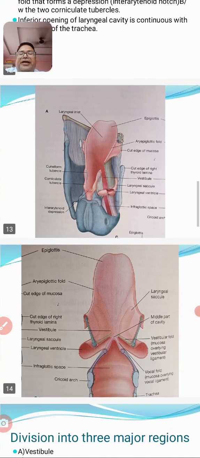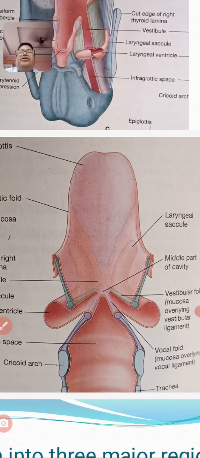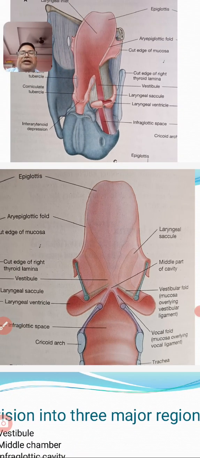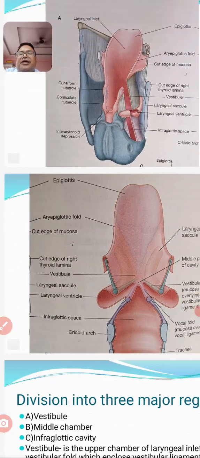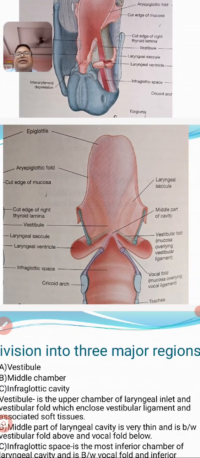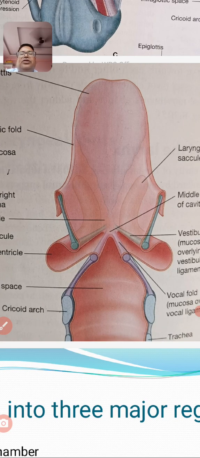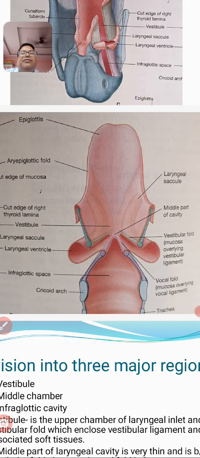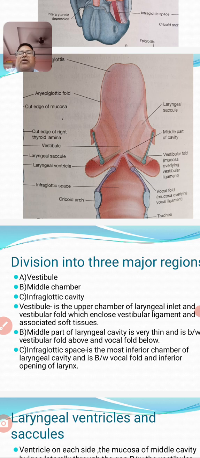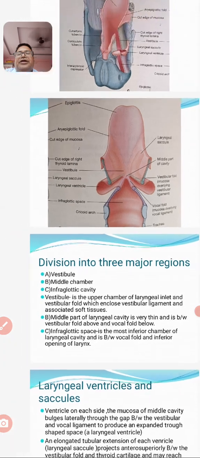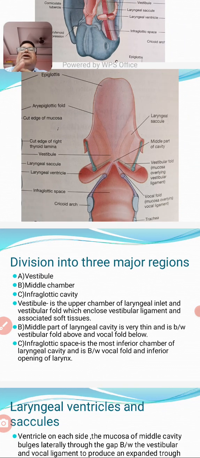The lateral border, the posterior border, and the inferior opening of the larynx are continuous with the lumen of the trachea. This figure again shows the vestibule of the larynx, the laryngeal saccule, and the ventricle of the larynx. It also shows the three spaces: the supraglottic, the glottic, and the infraglottic space in the larynx. Just like the vestibule of the mouth, there is also the vestibule of the larynx.